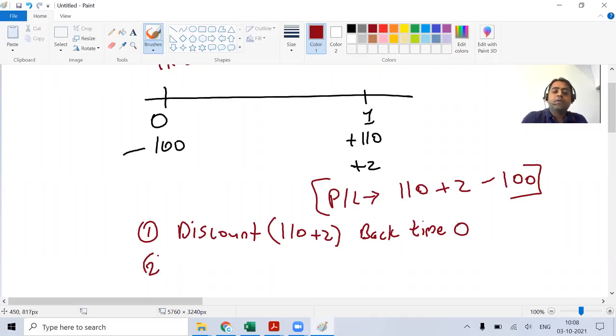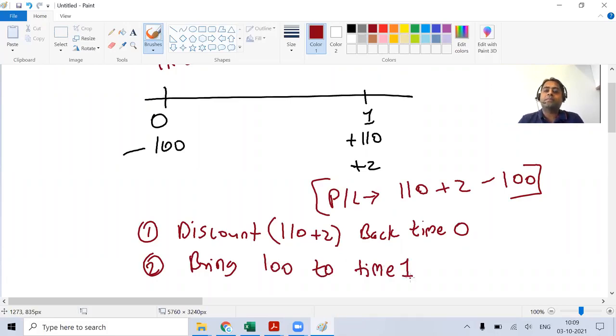The second way would be to bring this $100, which is at time 0, to time 1, and then consider whether there's a profit or loss. So these are the two ways through which we can identify whether the gain, profit or loss that we have got is essentially important or not. Or primarily, is it done correctly or not?